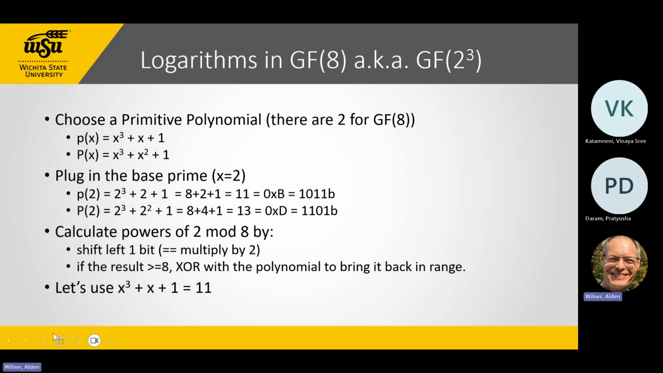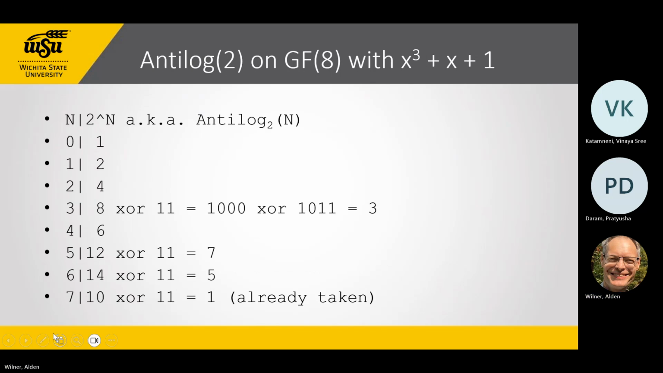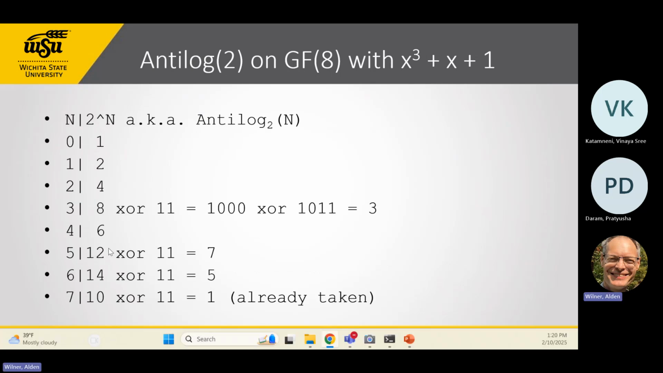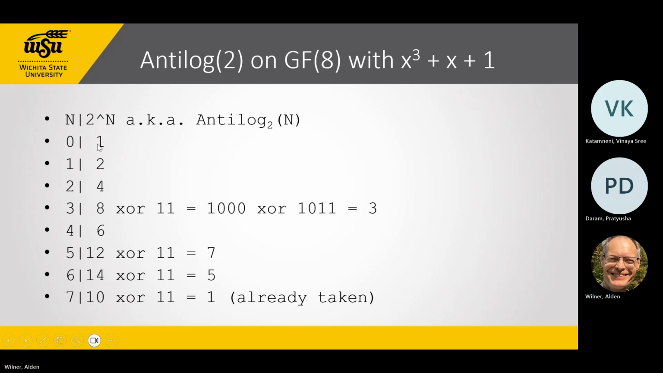So we're going to use 11 for our example, okay? So we'll start off, n is 0. 2 to the power 0 is 1. Any number to the power of 0 is 1, right? 2 to the power of 1 is 2. 2 to the power of 2 is 4. 2 to the power of 3 is 8.